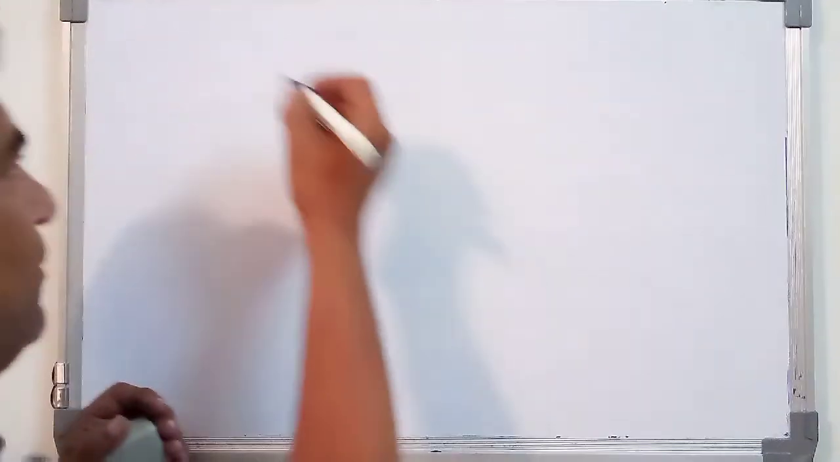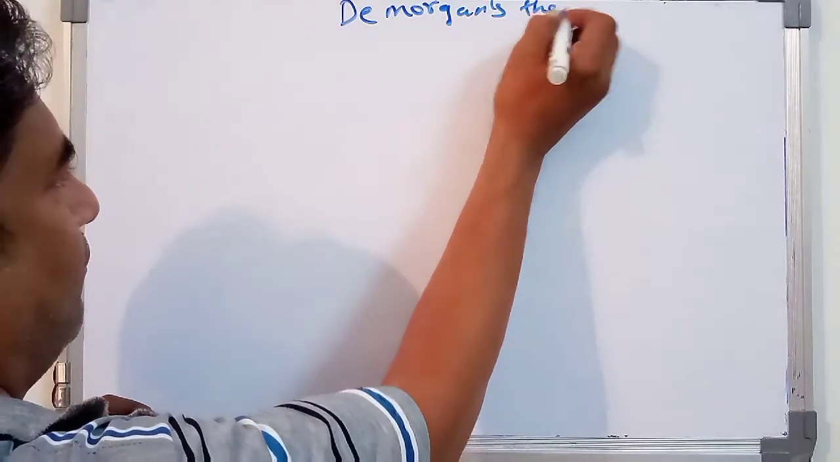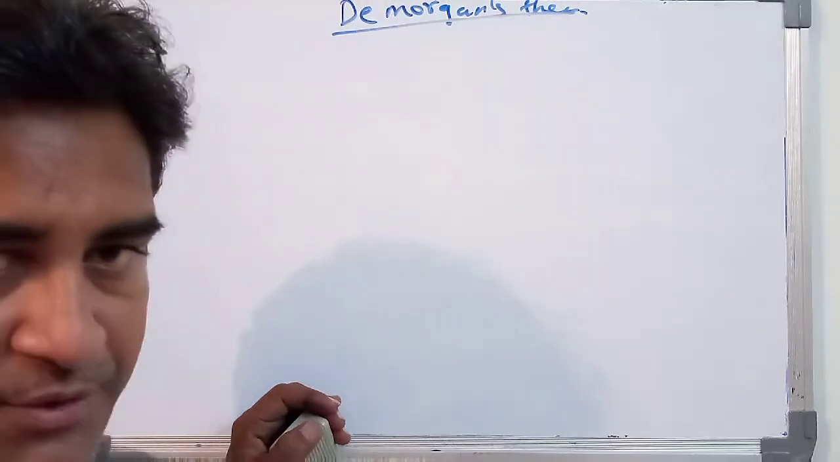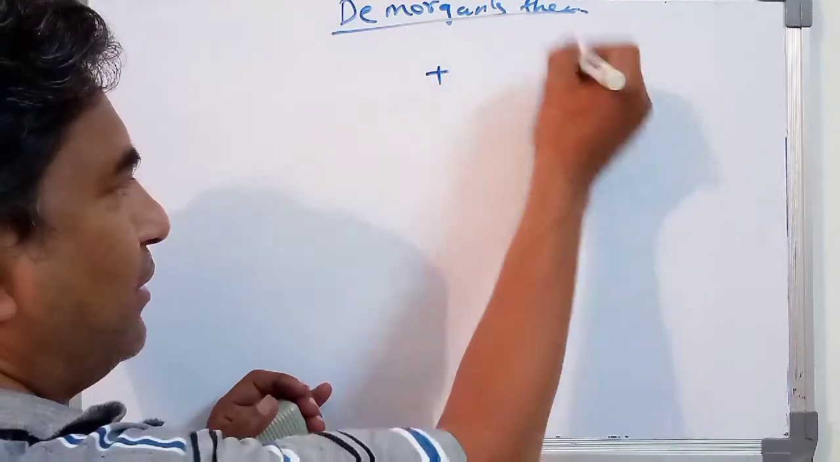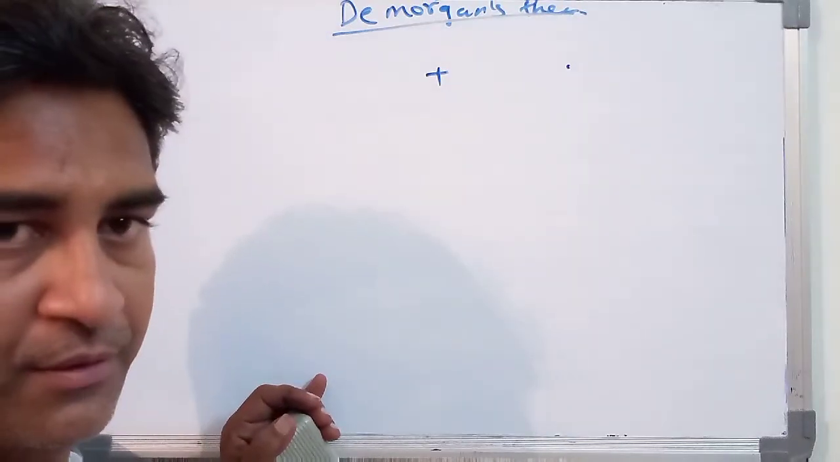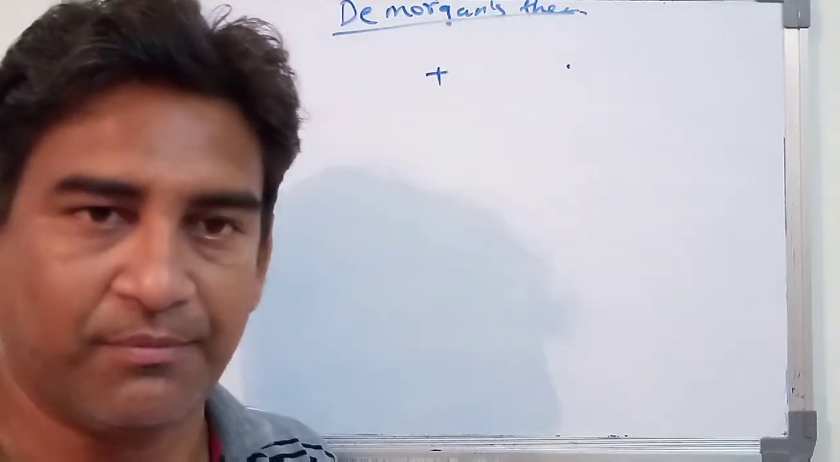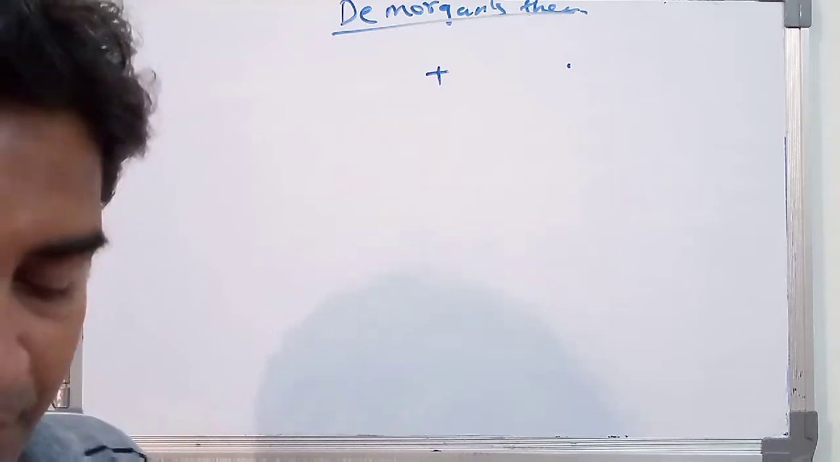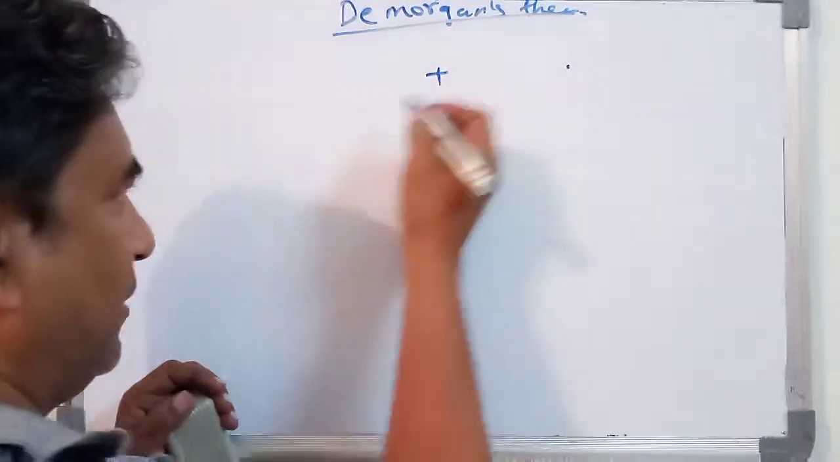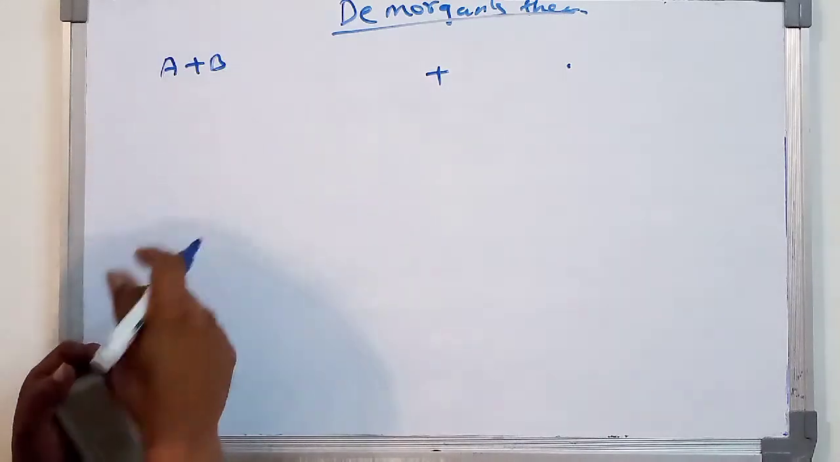Now what is the sum? The first De Morgan's theorem told you that if you have addition, then you will be getting the product. If the sum, the complement of the logical sum, will be equal to the logical product of that particular complement.